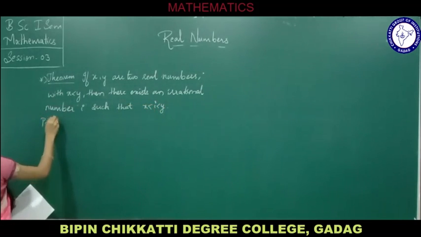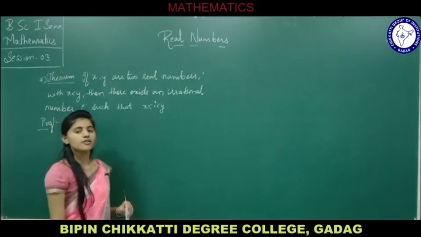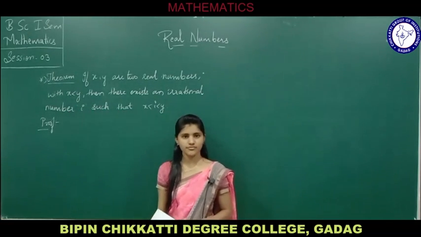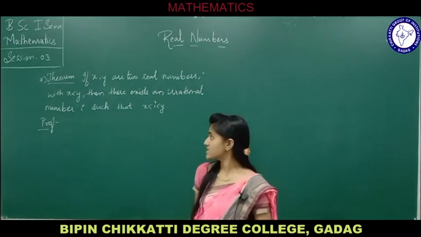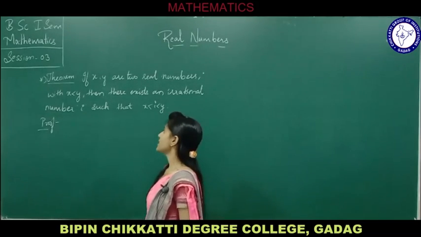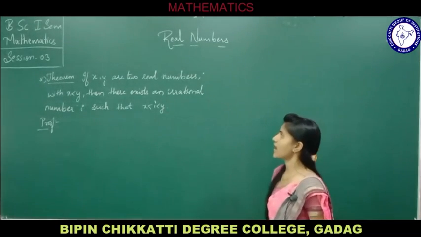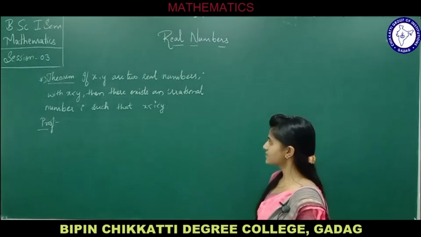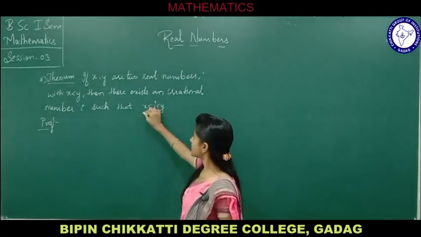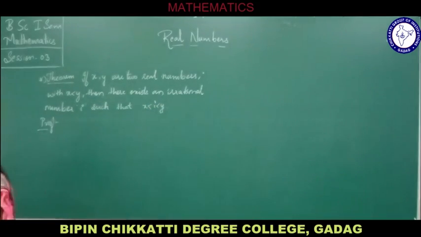So students, just now we had proved the same theorem for rational numbers, right? Now we are going to prove this theorem for irrational numbers. That is, if x and y are two distinct real numbers with the condition that x is less than y, then there exists an irrational number I, which is greater than x and less than y. Let us start proving it.